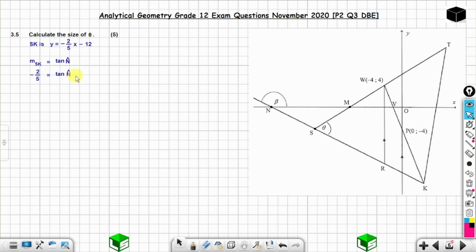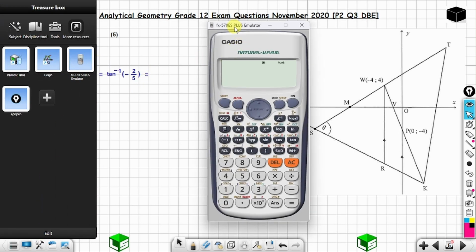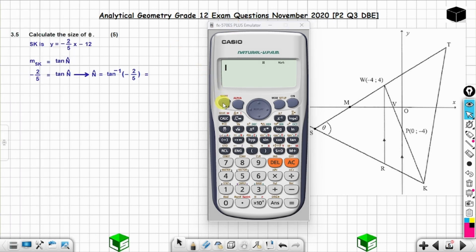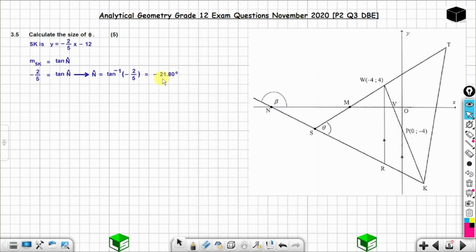So the angle n is equal to arctan of this. Use your calculator: you press shift and then tan. Now you have arctan of this, which is equal to negative 21.80. Okay, a negative angle.